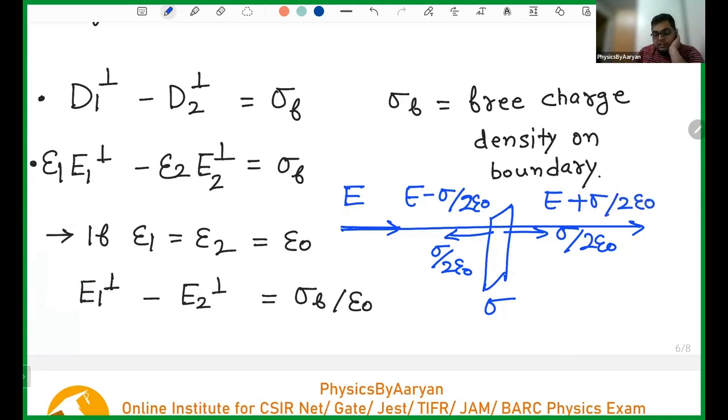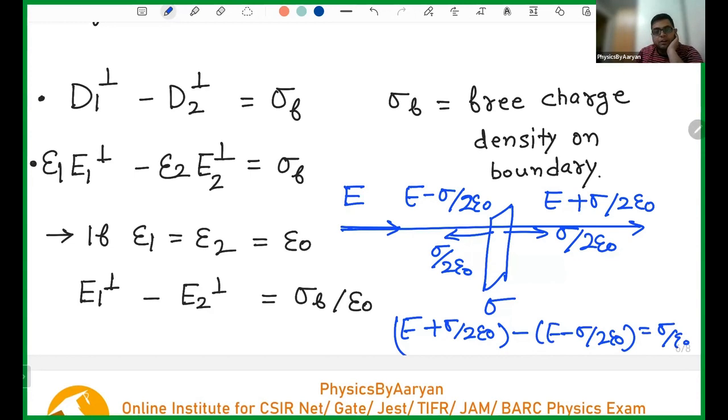So what is the change in electric field? E plus sigma by 2 epsilon naught. Okay, I should say 2 epsilon 1 and 2 epsilon 2. Or let's assume that both sides are equal, epsilon naught. This medium also has air, this medium also has air. So electric field on this side minus electric field on this side, E will cancel and basically you will get sigma by epsilon, which is exactly what you want.